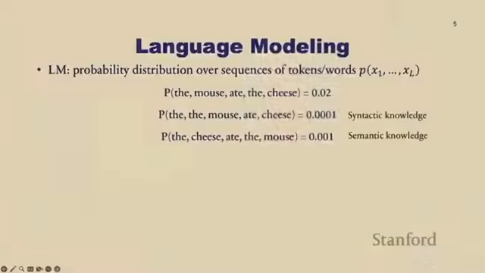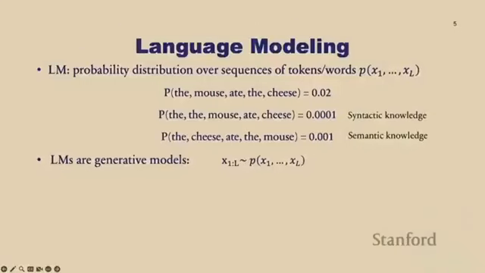If you have another sentence like "the cheese ate the mouse," then the model should hopefully know about the fact that usually cheese doesn't eat mouse. So there's some semantic knowledge, and this is less likely than the first sentence. So this is basically, at a high level, what language models are.